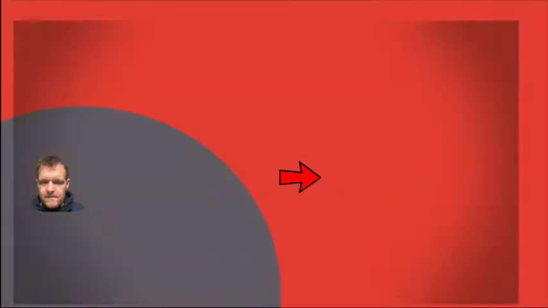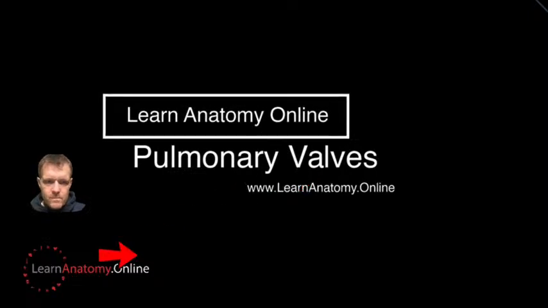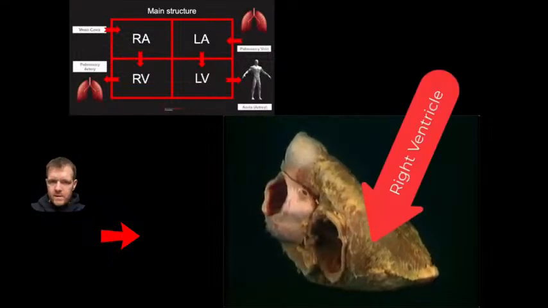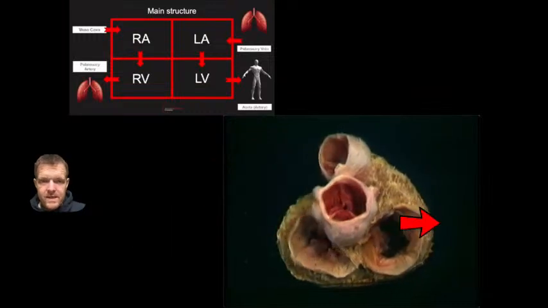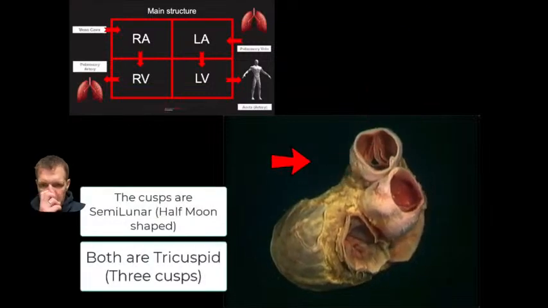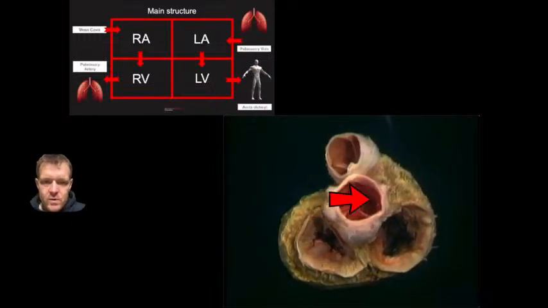Right, let's have a look at this one. So we'll have a look at these pulmonary valves. Okay, so there's your right atrium just there, or where it would be, and then right ventricle, left ventricle, pulmonary valve just here. So you can see, like, top down, these half moon shaped valves, and then in the aorta as well.